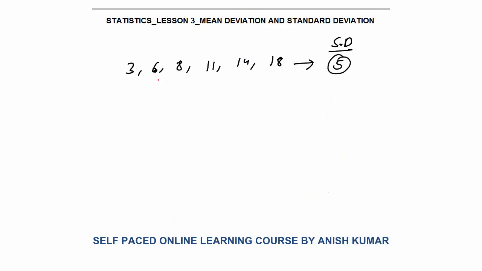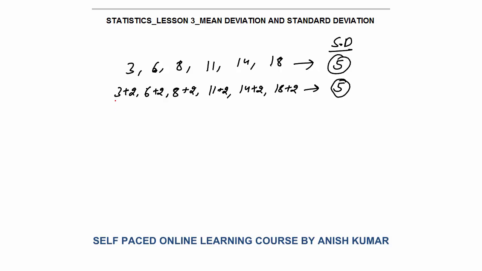Now we just calculated for 3, 6, 8, 11, 14 and 18. The standard deviation is 5. Now if you add some constant, same constant, 3 plus 2, 6 plus 2, to each and every observation, what will happen? Very important. This is quite different from average. If you add the same number to each value, then the standard deviation will not change, it will remain 5.